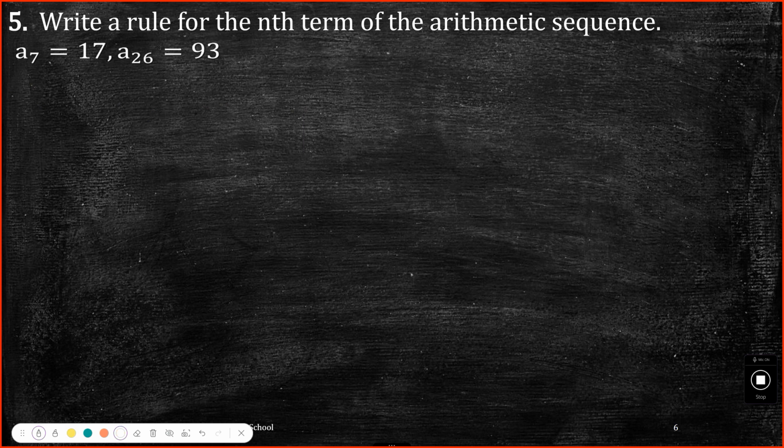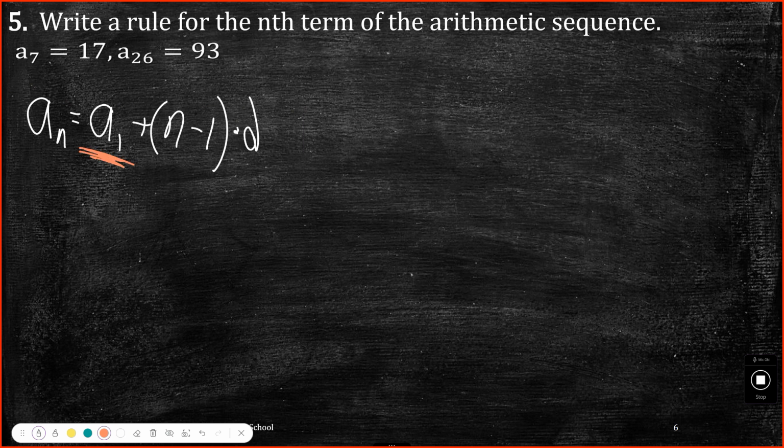So to find a rule for the sequence, it is to fit A sub n equals A sub 1 plus n minus 1 times d. And you need to know what A1 is, and you need to know what d is. So we got two problems. If there is some way to get one of those, A1 or d, then we can solve it quickly.